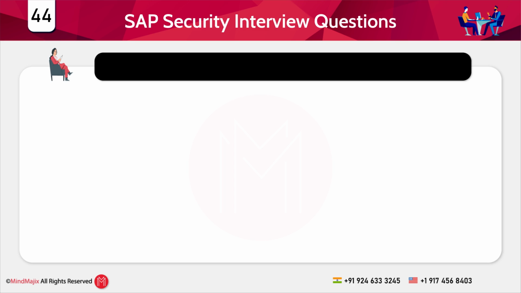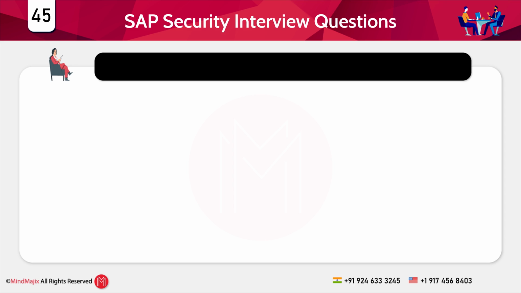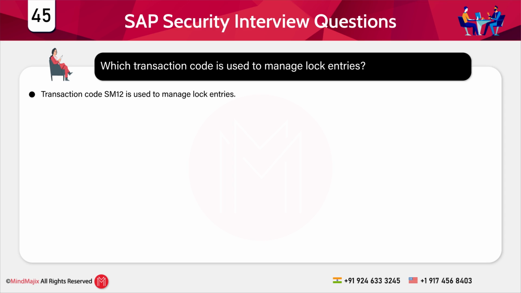The next question is, how do you check background jobs? So using the SM37 transaction code, we can have a look at the background jobs that are currently running. The next question is, which transaction code is used to manage lock entries? So the transaction code SM12 is used to manage the lock entries.